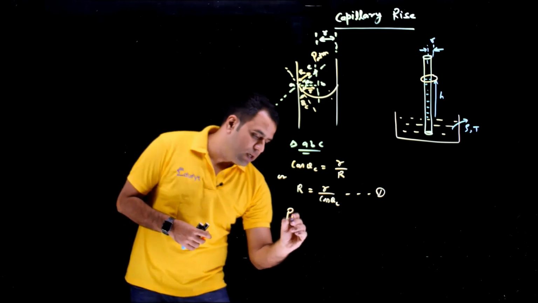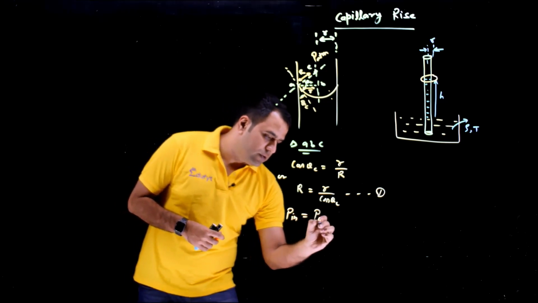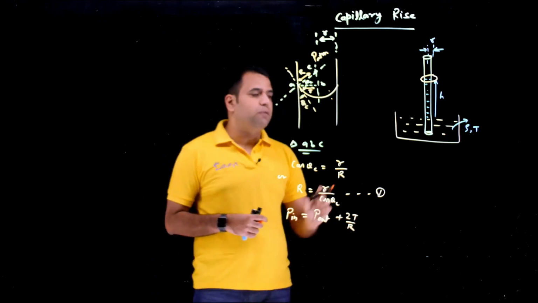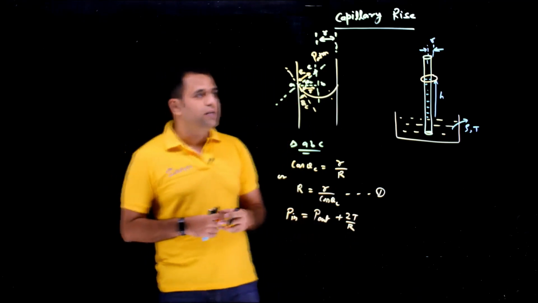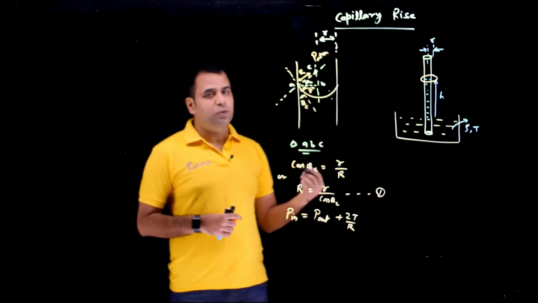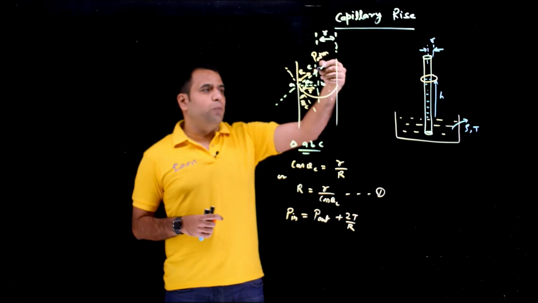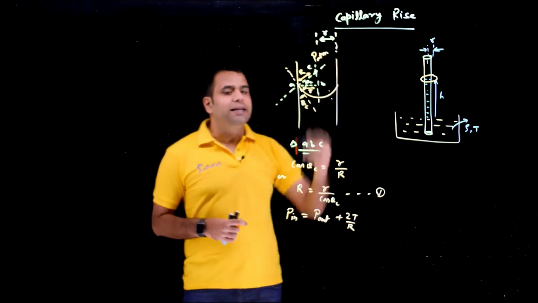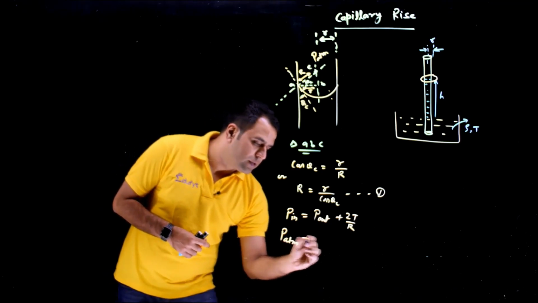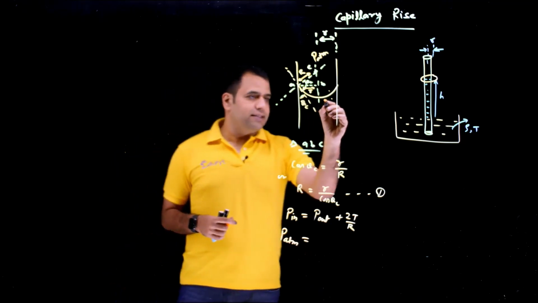So the formula was P in is equal to P out plus 2T by capital R. That was the formula for a single surface, and here also there is only a single surface. Now P in used to be the side where the center used to be. The center will be on this side, so P in will be on this side, that is P atm. So in place of P in, I can write P atm is equal to P out, which is this side.